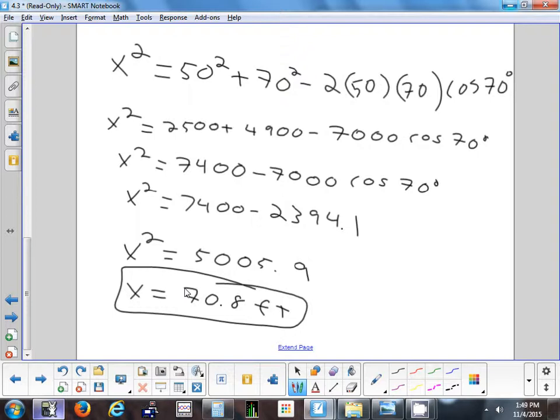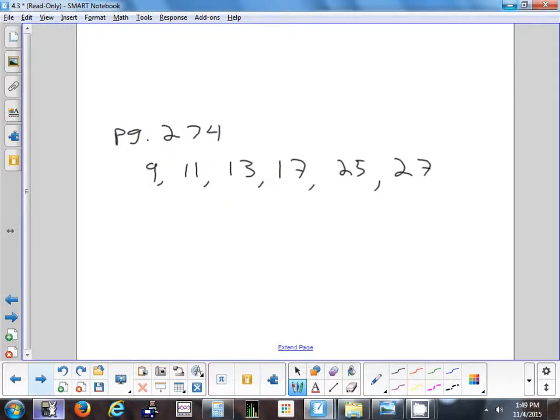Now you've seen everything that's going to be on the test. Tomorrow we'll review and go over the homework. So homework, page 274: 9, 11, 13, 17, 25, 27.